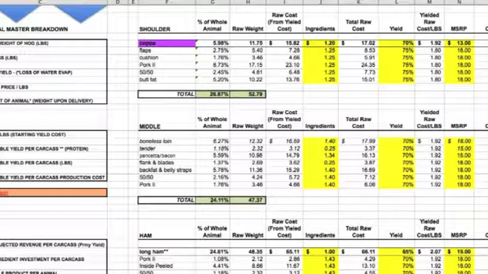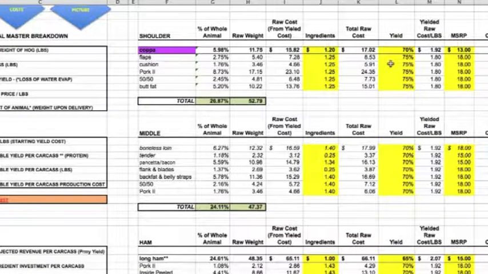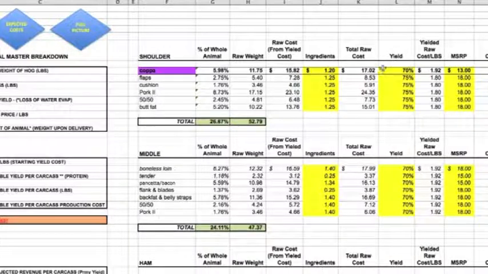I'm back to B23. And now I've got the total projected revenue per carcass, right? That's just based off of how much money I think I could make, okay, by taking the projected revenue from these columns over here. Now, if I want to adjust the pricing, let's just say that my yield on my copa, for our example, is actually, let's just say it's 78%. Well, my yielded raw cost now is $1.73, and my MSRP of 13% cost of goods on this product is pretty ridiculous. If I charge six, I'm doing all right.